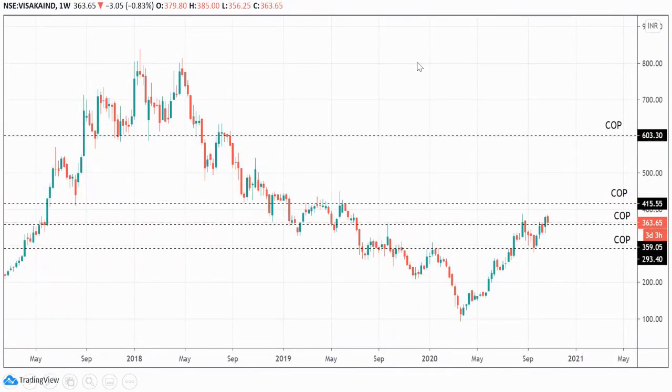This is a chart of Vishaka Industries, the weekly chart. These are the lines we plotted last time. So let's see how we can view this from a demand supply point of view.